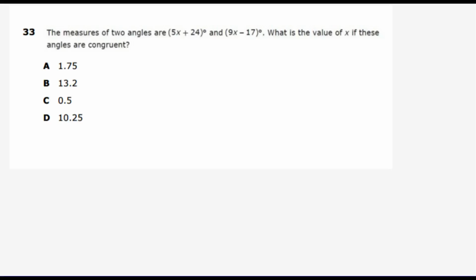33. Measure of two angles, 5x plus 24, 9x minus 17. What's the value of x if these are congruent? So if the angles are congruent, then their angle measures must be equal. Okay? So now if you had your calculator, you could put this into the calculator. Say nSolve 5x plus 24 equals 9x minus 17, comma, what we're solving for, which is x. And the calculator will turn that into an answer.